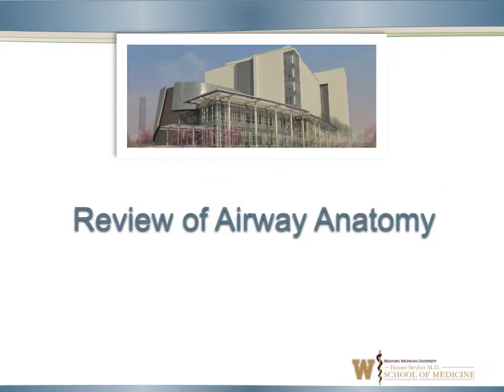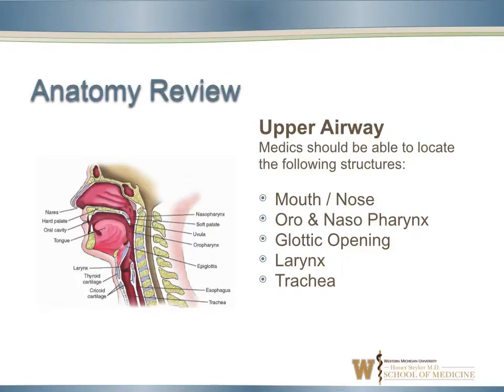The first part is a review of the anatomy. So we'll start with the upper airway. These are things that certainly we would expect all the medics to understand and be able to locate on the diagram. Of course, the mouth and nose, the oral and nasal pharynx just behind it, those groups come together, and the glottic opening, an important part of this airway.